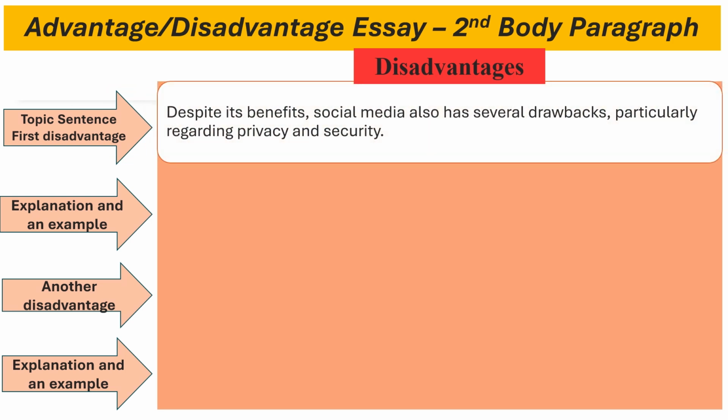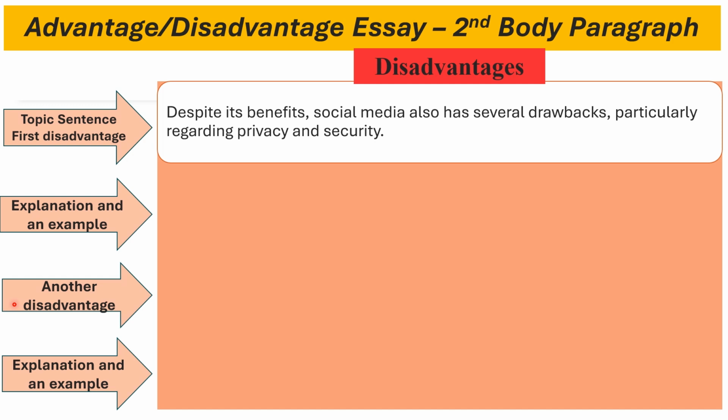Despite its benefits, social media also has several drawbacks, particularly regarding privacy and security. This topic sentence introduces the idea that despite its advantages, social media has disadvantages. Here we specify that privacy and security issues are key concerns. Now that we have introduced the disadvantage, we need to explain how and why it is a problem.